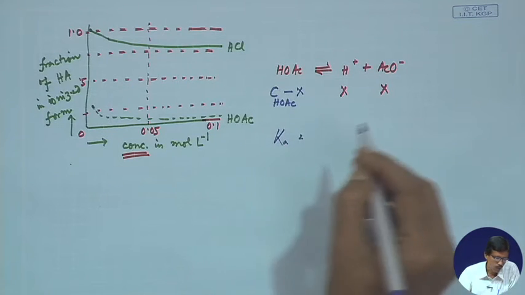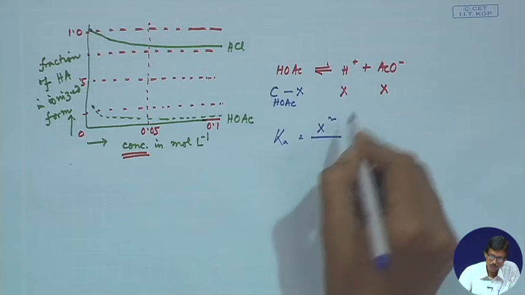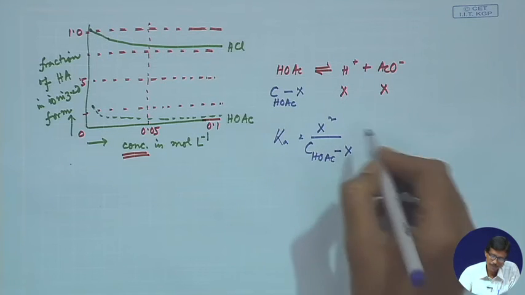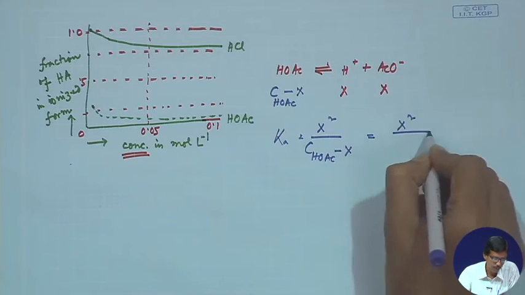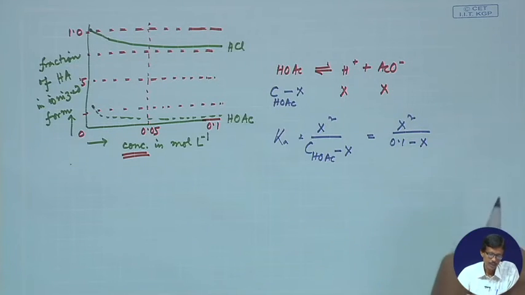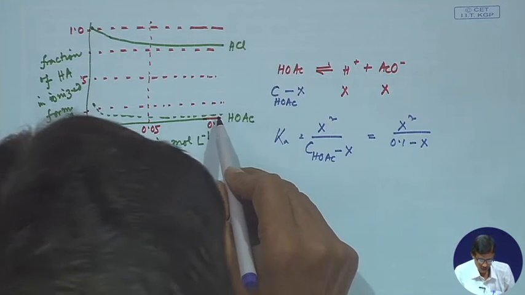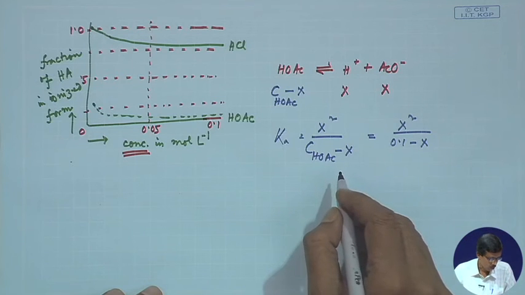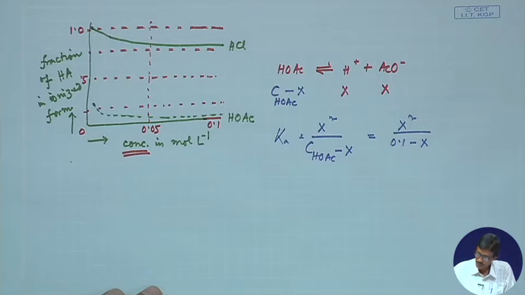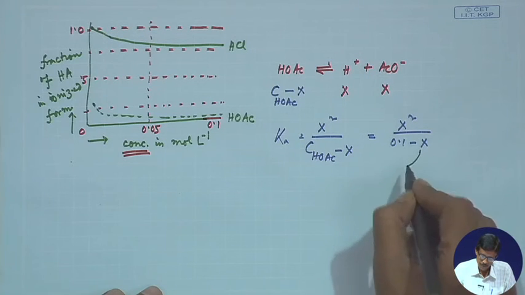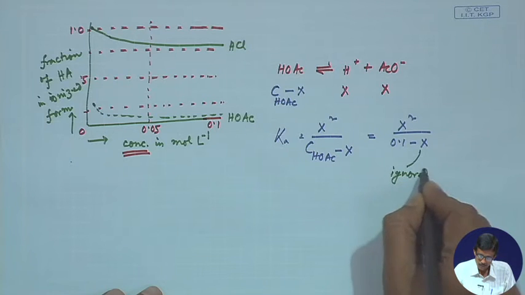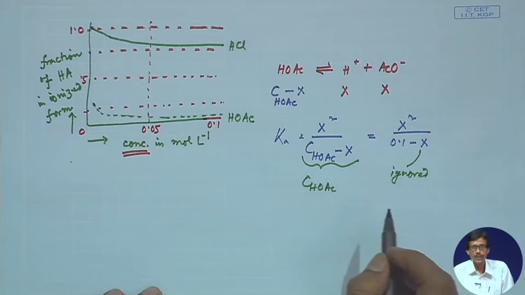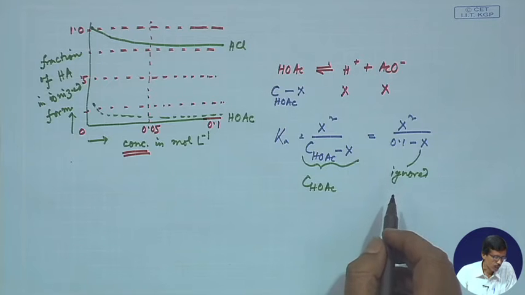As we define Ka, Ka will be x squared, the multiplication of these two x, over C of HOAc minus x, which is x squared over 0.1 minus x, because we are considering acetic acid in this range of concentration. If the dissociation is very small, the magnitude of x can be ignored, and this is equivalent to C HOAc, the original acid concentration we are considering.